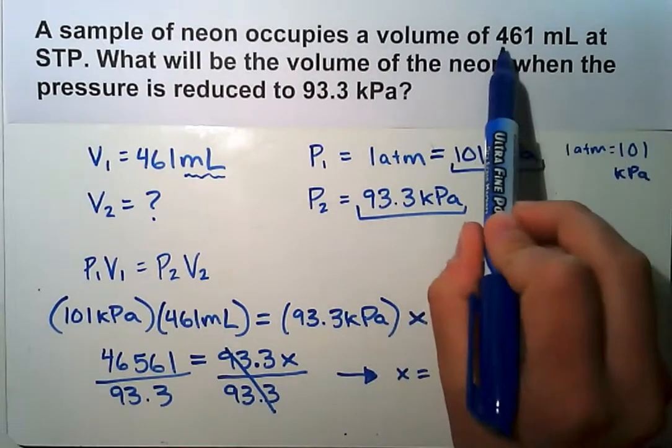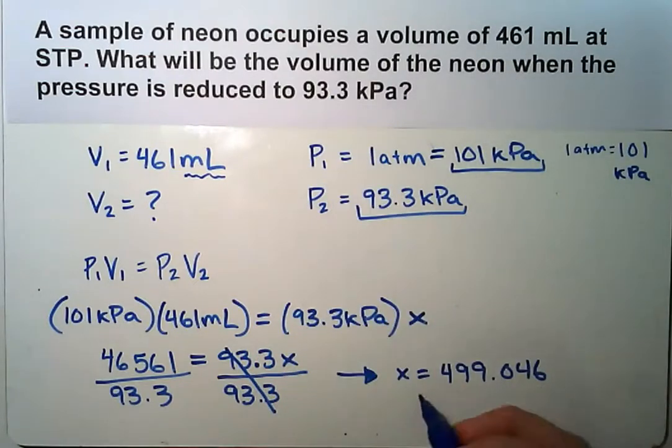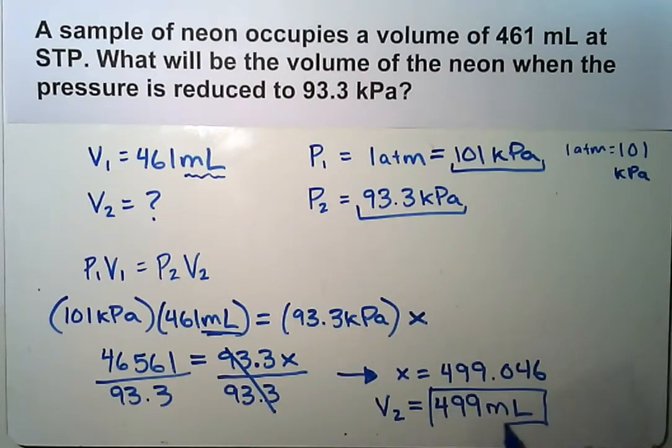And in my problem, I have 3 significant figures and 3 significant figures. I'm going to round my answer, my V2 value, to 3 significant figures. So 499, and my units are milliliters. And there is my final answer.